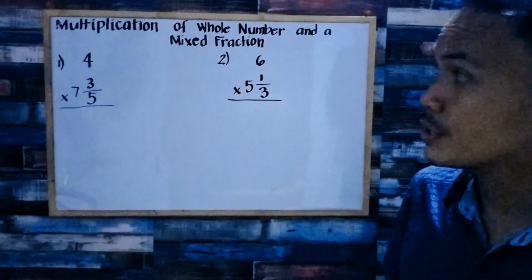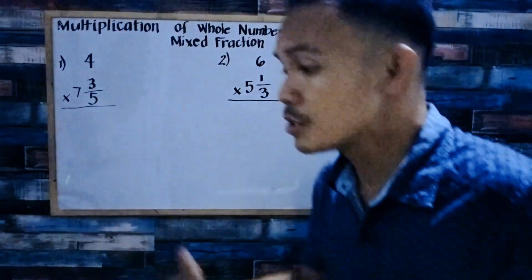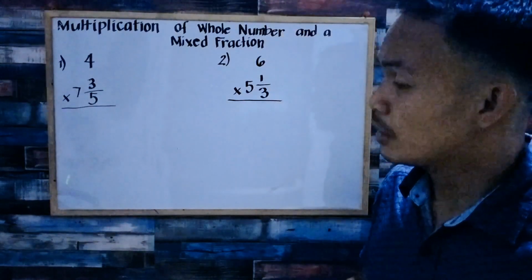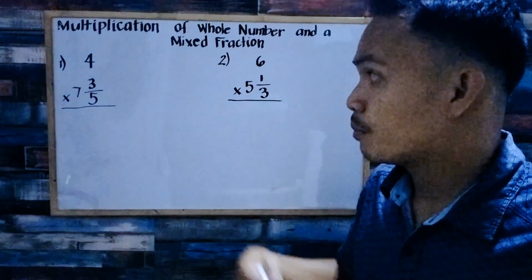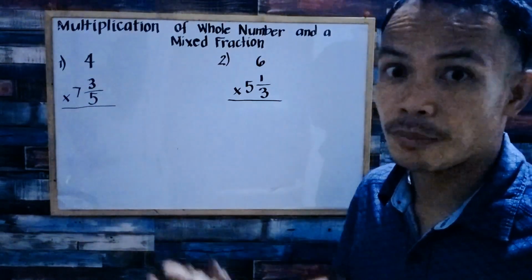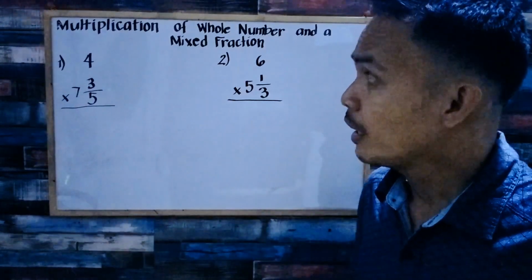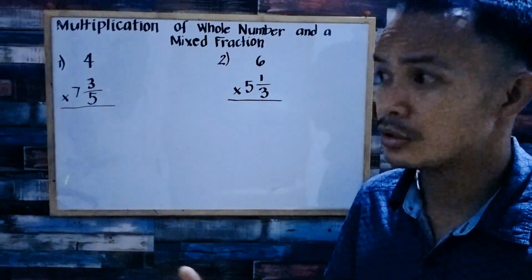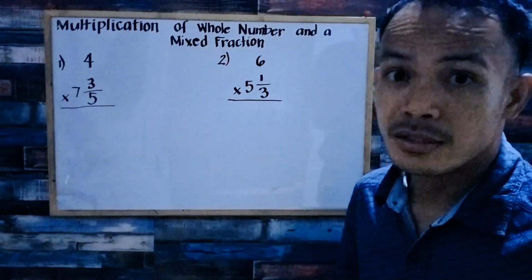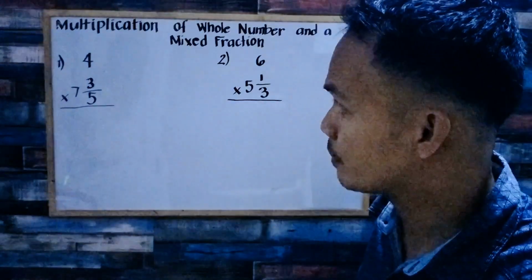So I have here first is 4 times 7 and 3/5. So in school, what we do is we change the mixed fraction into an improper fraction first before multiplying it, right? But here we will not do that. And this way that I'm going to introduce to you is somewhat called expanded form. So I have here 4 times 7 and 3/5.